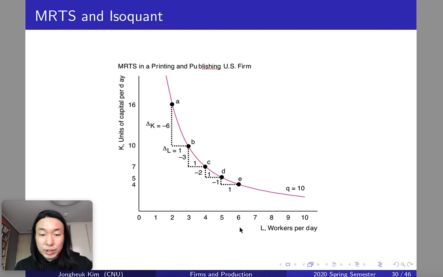But from point D to E, you increased from the 5th unit to the 6th one. So the total increase in your labor input is maybe less than 25% of the total labor input. So the marginal contribution of that 6th unit of labor should be small, should be modest. So it will be represented in the MRTS, which equals -1 here, which means that there are diminishing marginal returns from the additional increase in your labor input, and it is represented in the decreasing trend of MRTS.